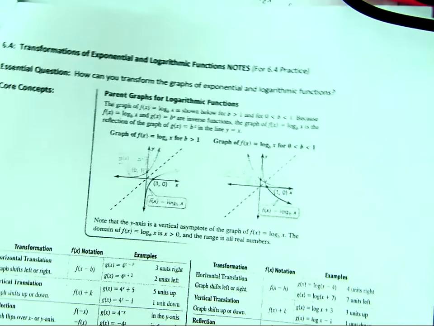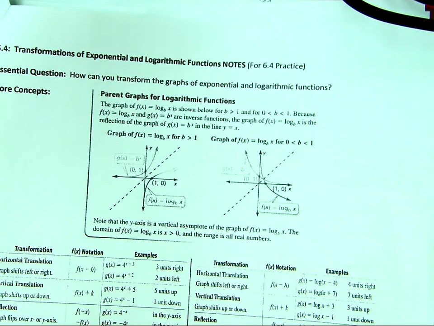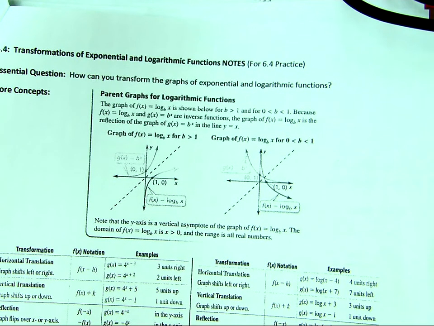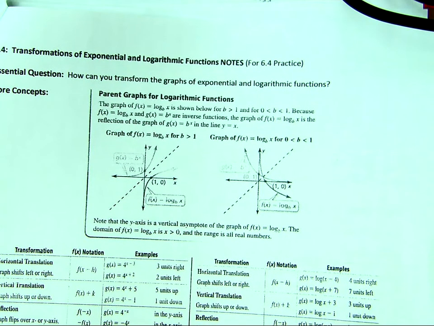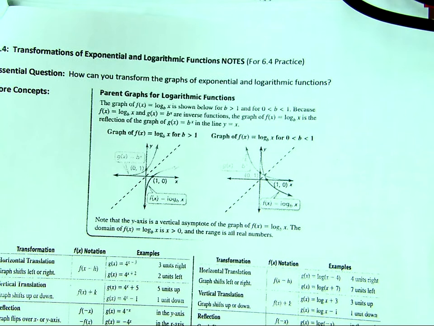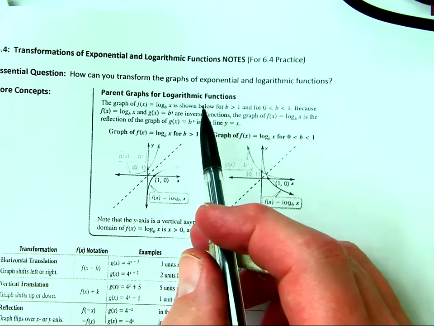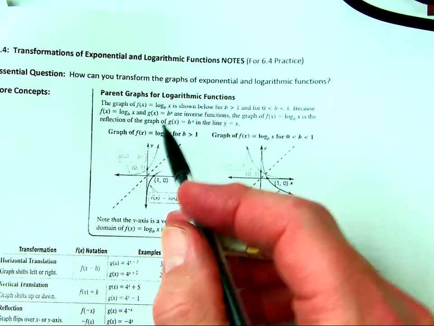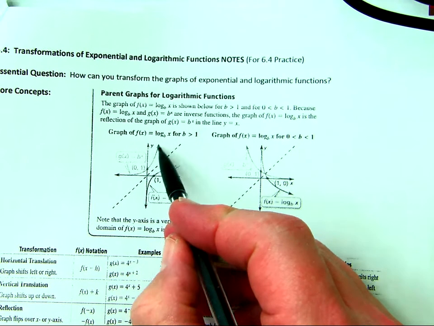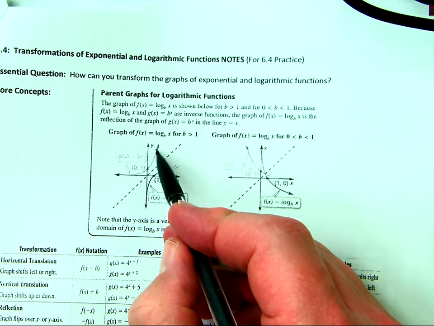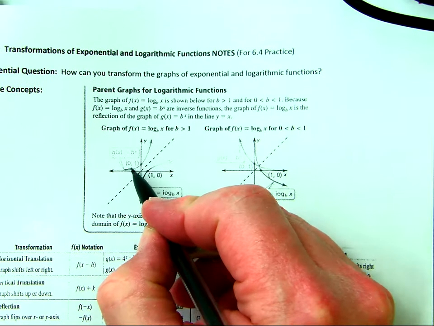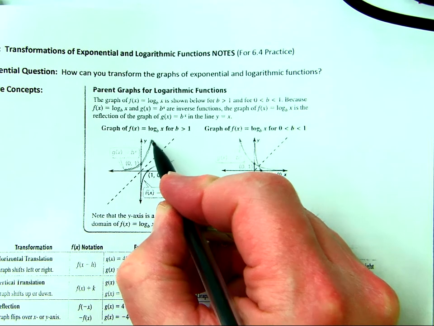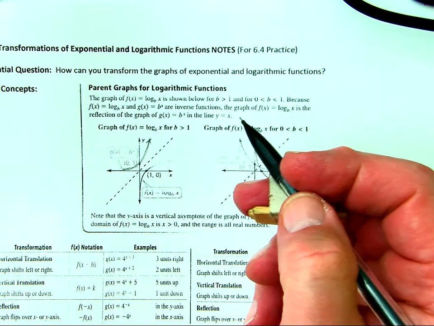All right, in 6.4, we're going to be graphing and shifting the graphs of exponential functions and log functions. Now, when you graph these, one thing we mentioned before, if you look at this graph right here, we talked before about an exponential function. That's what an exponential function looks like. That's an increasing exponential function.